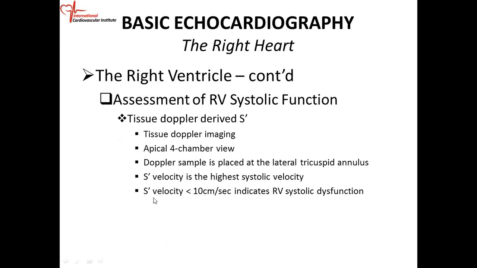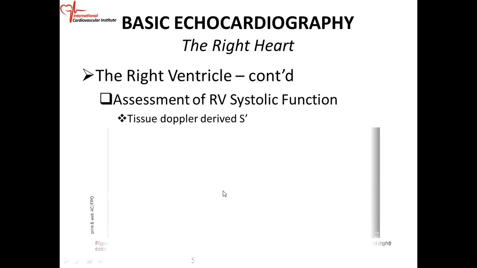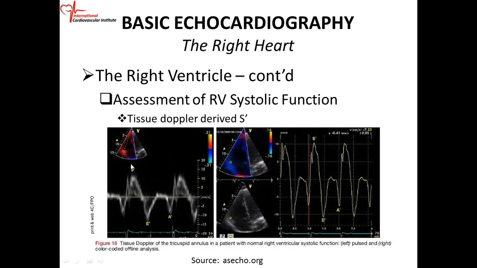The number you have to remember is S prime less than 10 centimeters per second indicates RV systolic dysfunction. Again, it's done just like you would do TAPSE: four-chamber view, sample volume at the lateral annulus, and you press tissue Doppler. You're going to get your systolic component, early diastolic, late diastolic. This is what you're measuring. Anything less than 10 centimeters per second indicates RV systolic dysfunction.